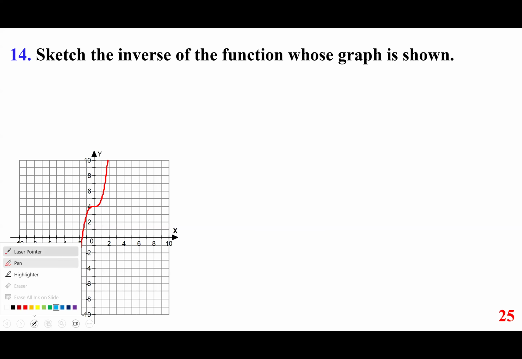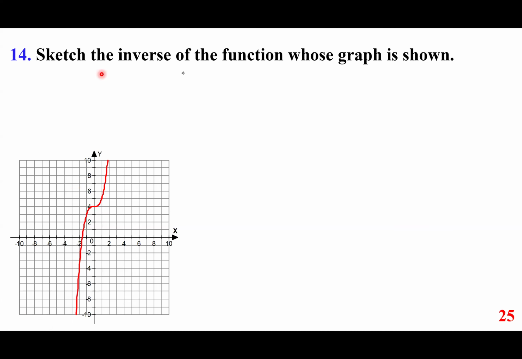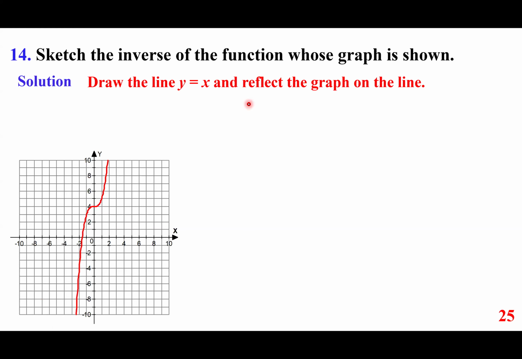We are given a function. We want to sketch its inverse. So sketch the inverse of the function whose graph is shown. Two functions are inverse of each other if you graph them on the same set of axes. They are symmetric with respect to the line y equals x, because x becomes y, y becomes x. They interchange. Okay, that's the idea.